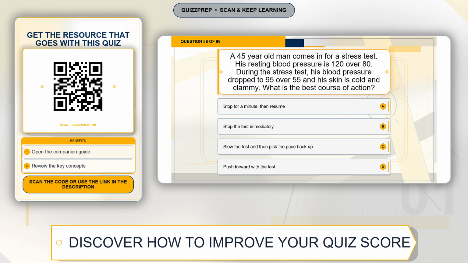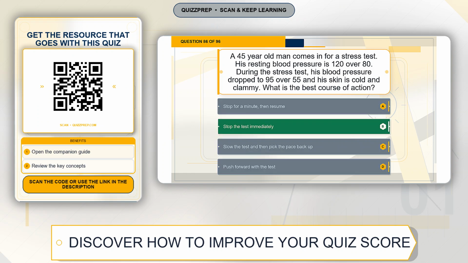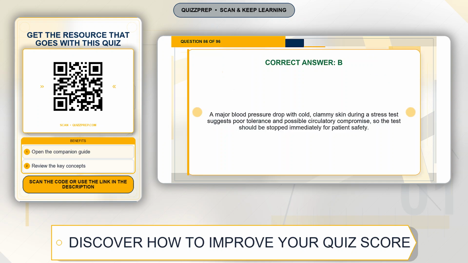Question 86. A 45-year-old man comes in for a stress test. His resting blood pressure is 120/80. During the stress test, his blood pressure dropped to 95/55 and his skin is cold and clammy. What is the best course of action? Option A, stop for a minute, then resume. Option B, stop the test immediately. Option C, slow the test and then pick the pace back up. Option D, push forward with the test. The correct answer is option B, stop the test immediately. Explanation. A major blood pressure drop with cold, clammy skin during a stress test suggests poor tolerance and possible circulatory compromise, so the test should be stopped immediately for patient safety.